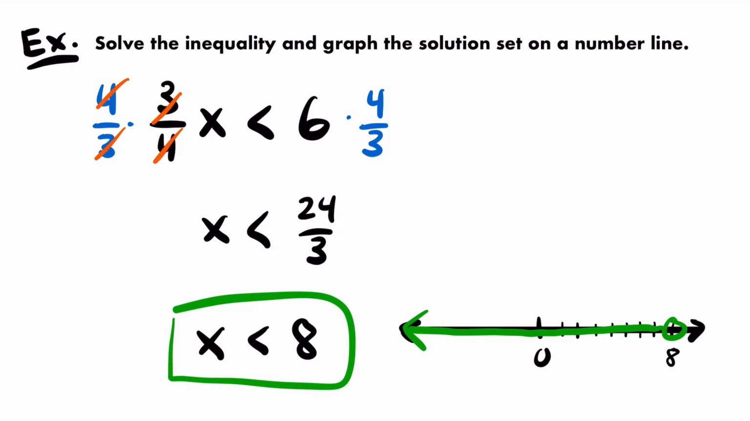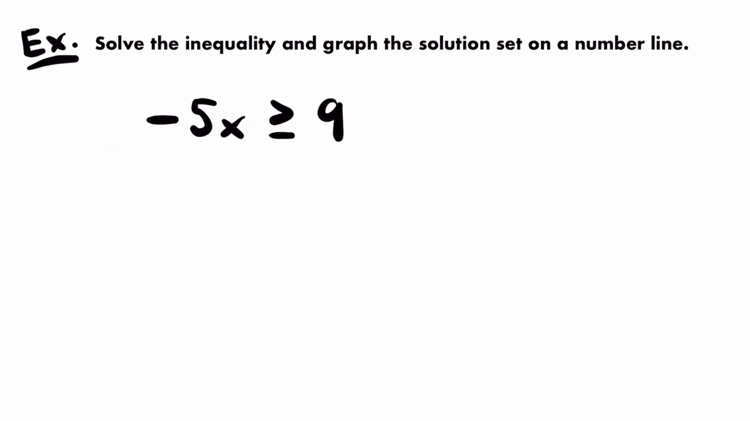Let's take a look at one more for this lesson. For our last example, we want to solve the inequality and graph the solution set on a number line, and we're given -5x is greater than or equal to 9. Okay, so to solve this inequality, we need to get rid of the coefficient of x, and notice this time that it is a negative number. So when we get rid of this coefficient of -5 by dividing both sides of the inequality by -5, we have to remember to flip this inequality sign, or reverse it. We can't leave it alone because we're going to be dividing both sides of the inequality by a negative number.